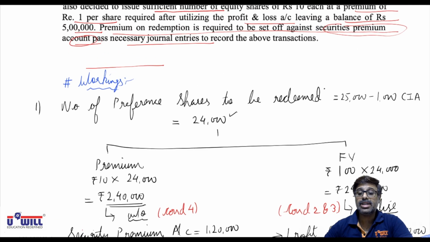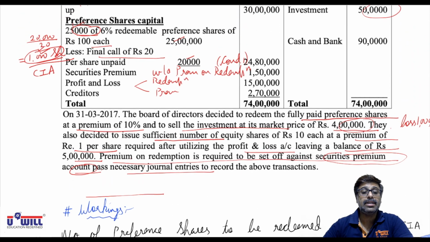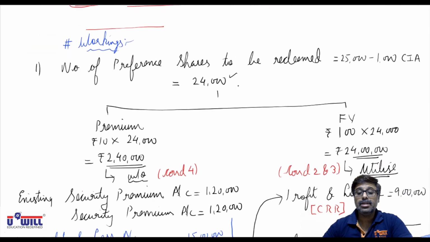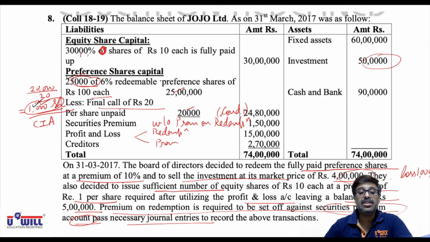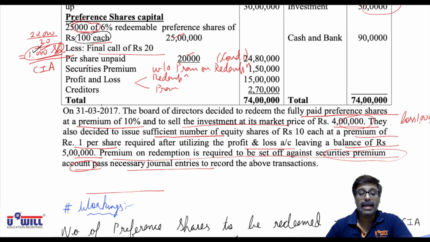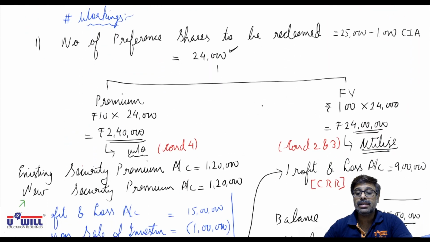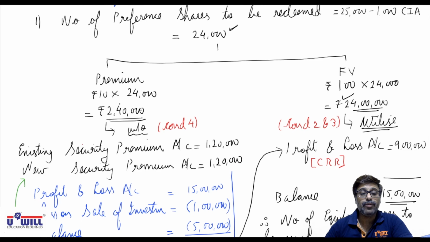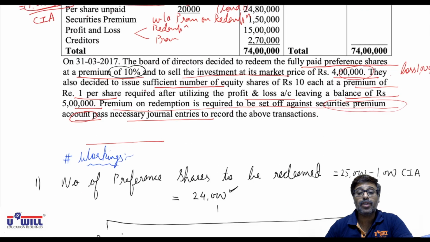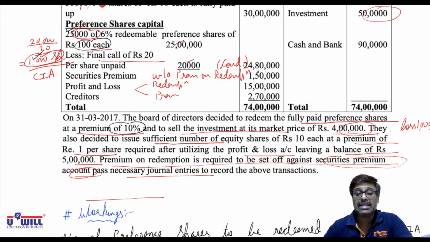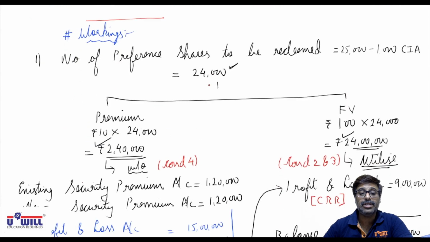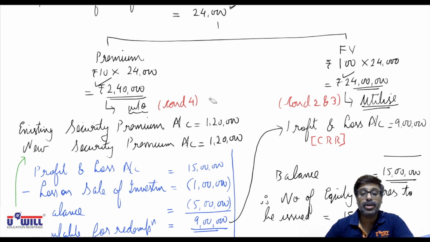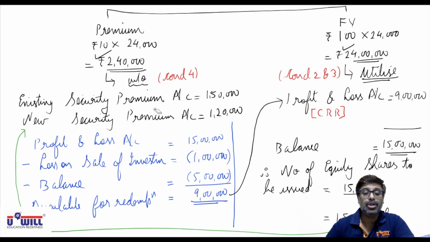Number of preference shares to be redeemed, 25,000 minus 1,000, so 24,000. Face value is 100 rupees and they are redeemed at a premium of 10%. So 100 into 24,000, 24 lakhs face value. 10 into 24,000, 2,40,000 is the premium. Now how will you write off this 2,40,000 of premium? From the existing security premium, 1,50,000, you'll write off 1,50,000. And this amount you'll keep pending.